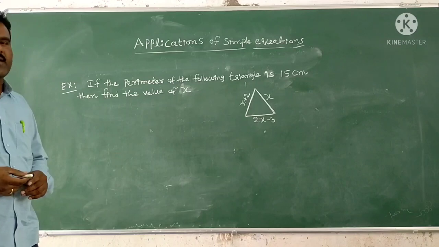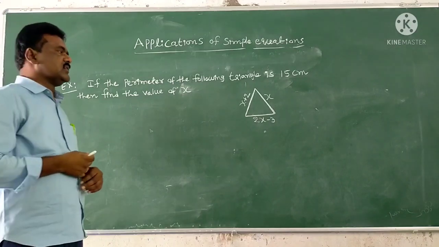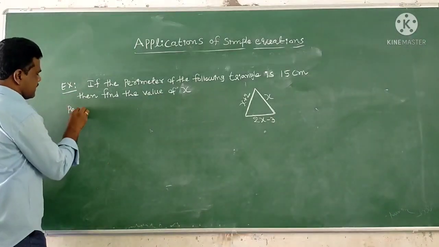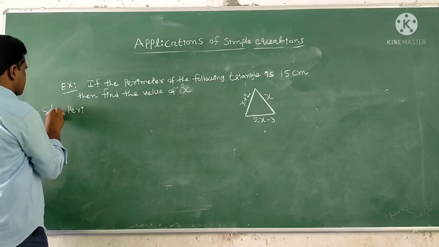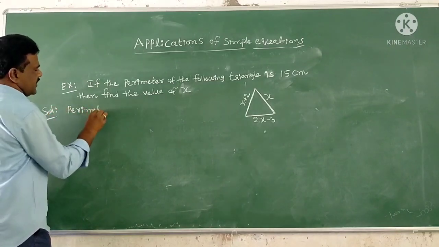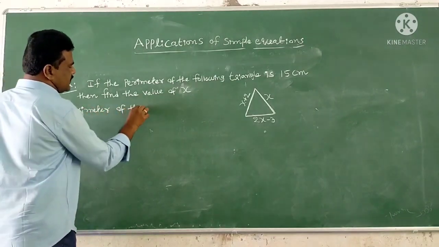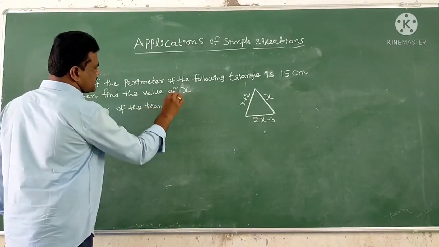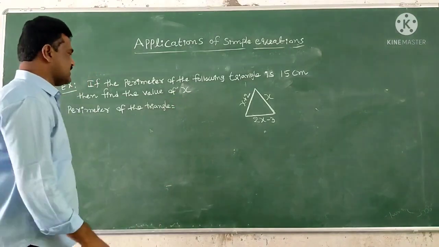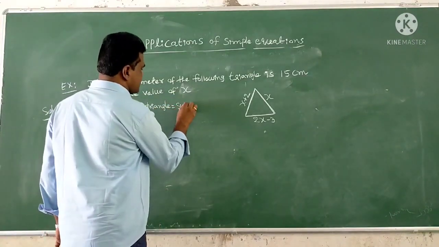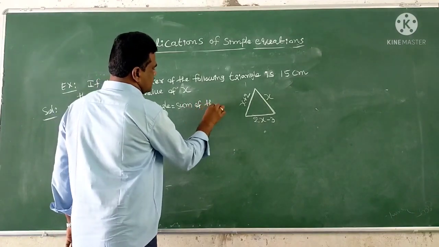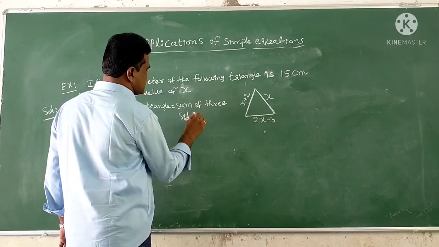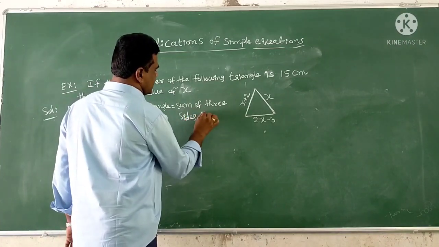What is the perimeter of the triangle, children? Yes, the perimeter of the triangle is the sum of the three sides of a triangle.